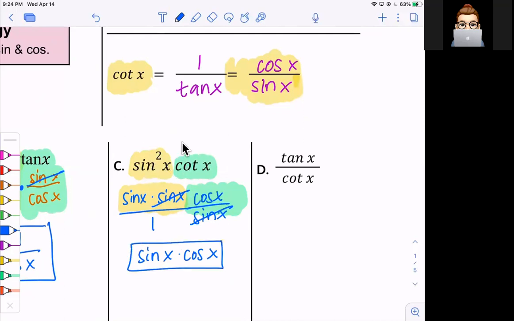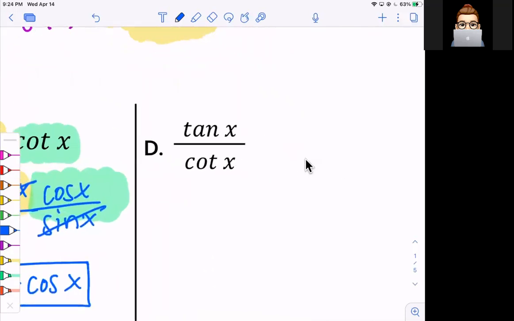So we're basically just trying to take something more complicated and turn it into something simpler by using identities. Since these things are equal to each other, that means that I can exchange them and just write them in a different way. Let's try D.